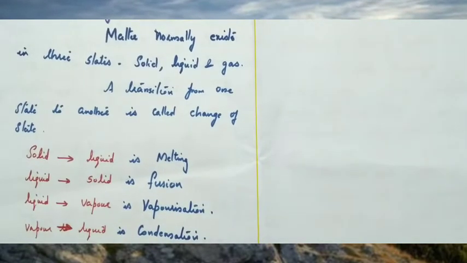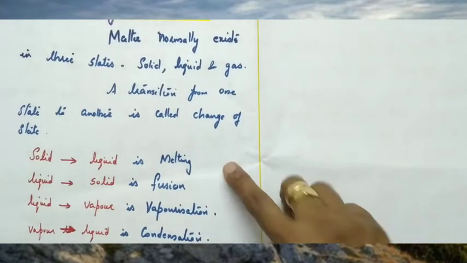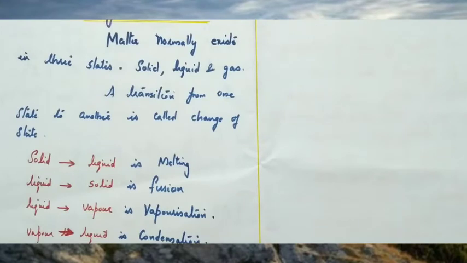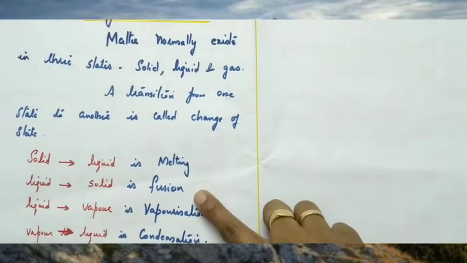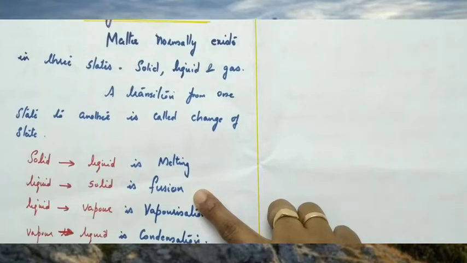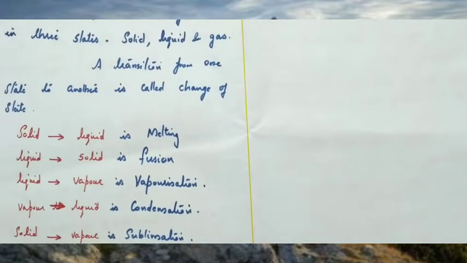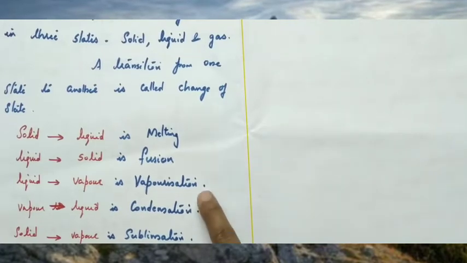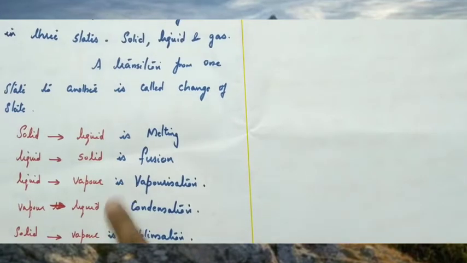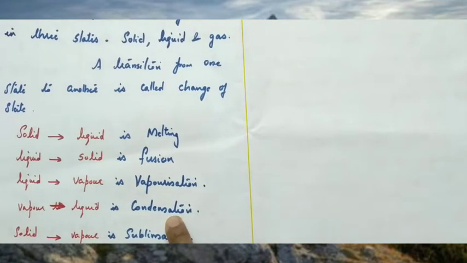Transition from solid to liquid state is called melting, and it usually takes place at the melting point. Transition from liquid to solid state, the reverse process, is called fusion, and it is also called freezing. Transition from liquid to vapor state, which takes place at the boiling point, is called vaporization. Transition from vapor to liquid is called condensation.